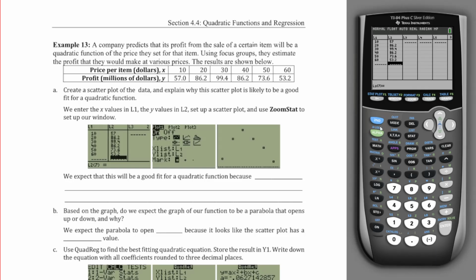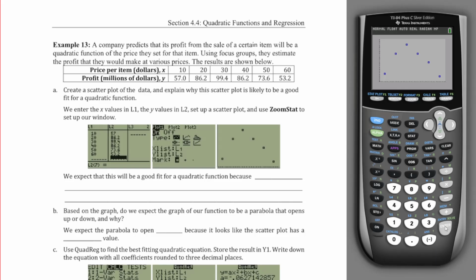So we'll say second stat plot, make sure that's turned on. I'm also going to go into y equals and clear out the stuff from the last problem so I don't have a bunch of weird graphs. And now I'm going to say zoom stat to see my scatter plot.